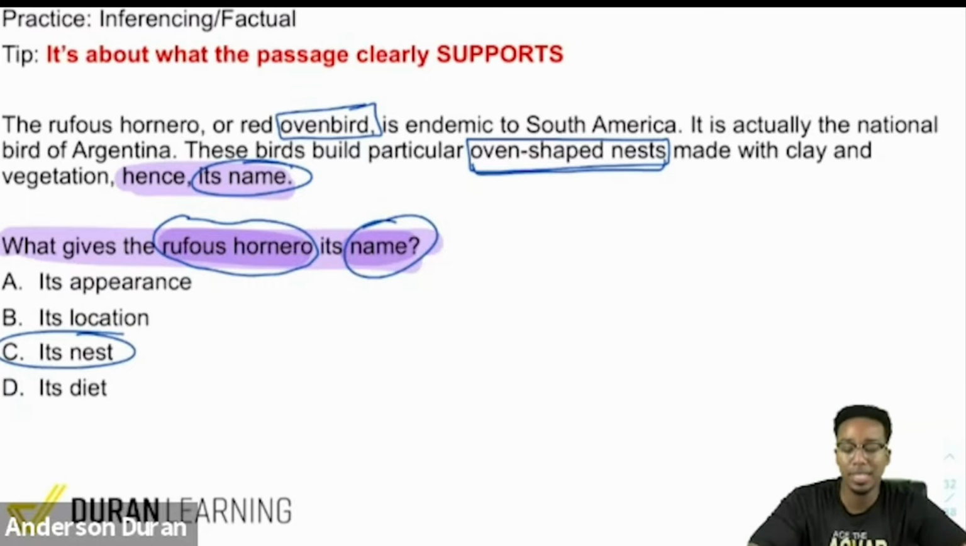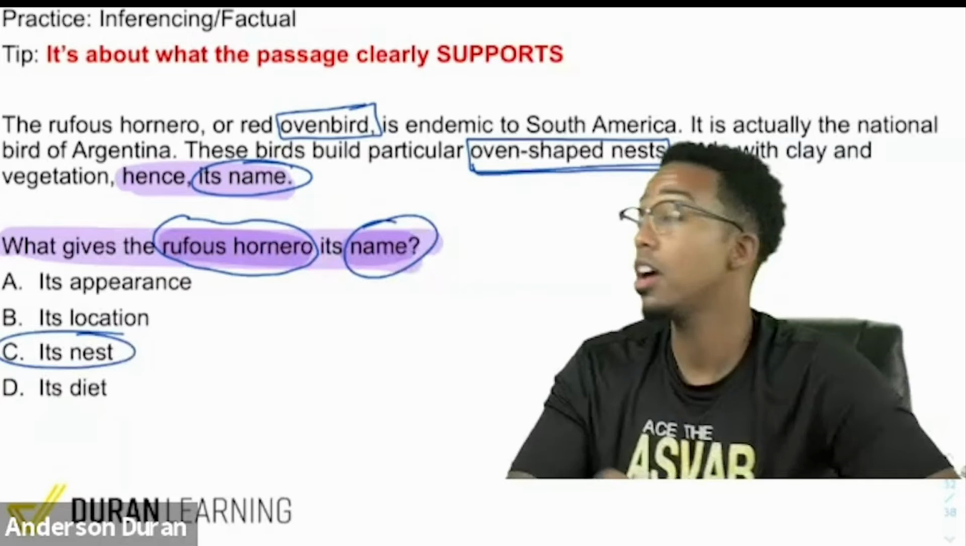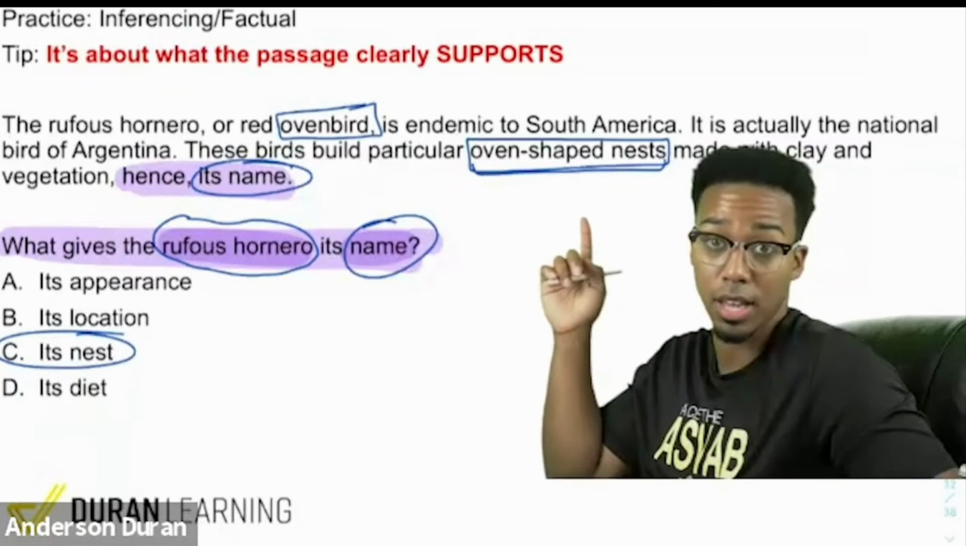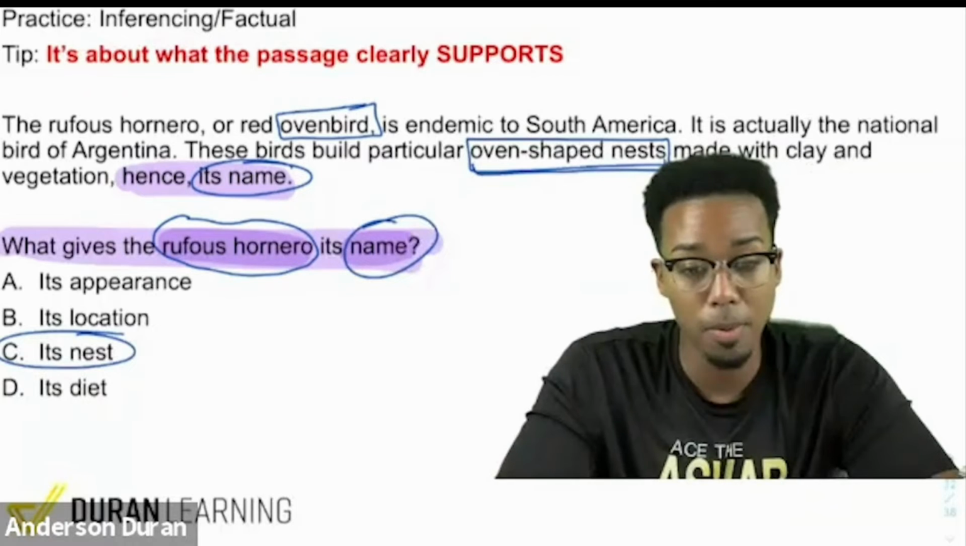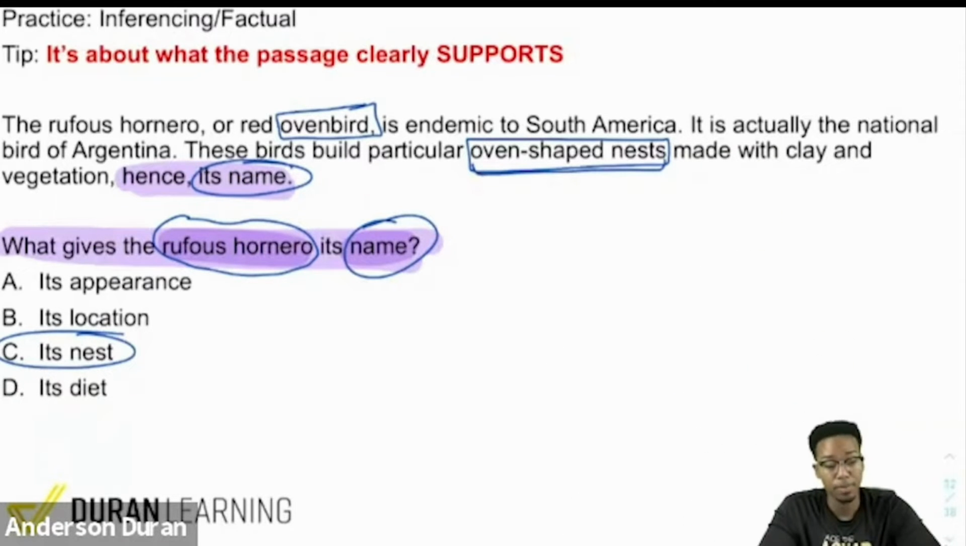Even if we didn't get C as the answer, do you see how the proof is in the pudding? There it is. It's right there. So if we're looking at the passage and wondering how it got its name, remember, right here, ovenbird. And then over here, what do we see? Oven-shaped nests. And so I see C is the answer. All right, my party people, let's bring myself back to reality there and move forward. That is C. That's right. Definitely did give it away. So 3, 2, 1. Let's try this next one out.